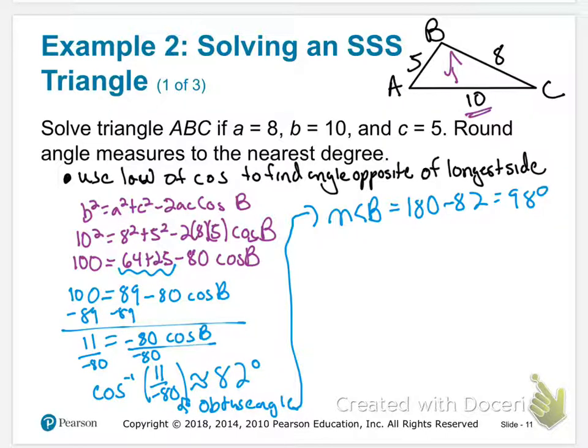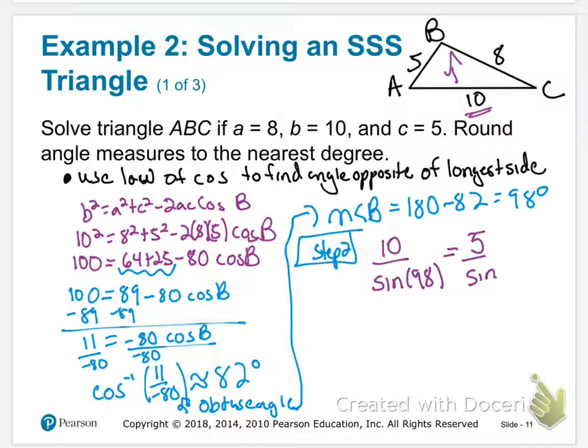And then step 2, we're going to use the law of sines to find the remaining 2 acute angles. So what I'm going to have to do is 10 over sine of 98 equals, and I can pick whichever one I'm going to solve for. I'm going to do 5 over sine of C, cross multiply. I get 5 sine of 98 equals 10 sine of C. Divide each side by 10.